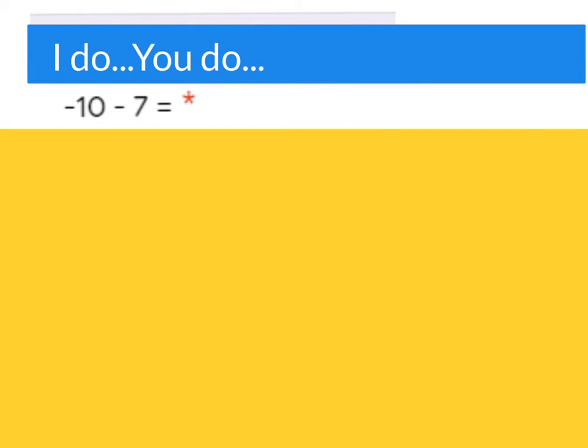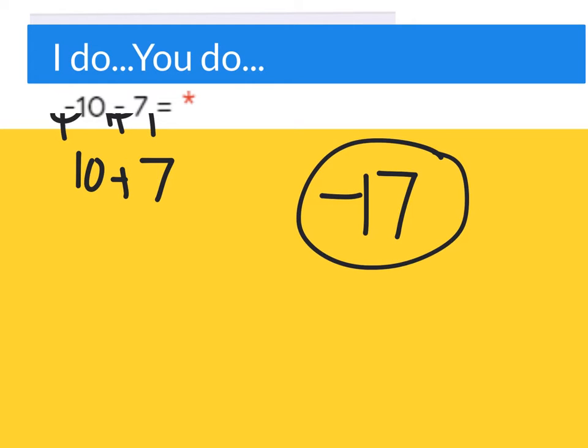Next problem, negative 10 minus 7. Well, leave, change, opposite gets me negative 10 plus negative 7. Now I'm looking to see if they match or not as far as their sides. They're on the same team. They're all on team negative, so I add their absolute value. The absolute value of negative 10 is 10. The absolute value of negative 7 is 7. We add them together and get 17. Then we look back and say, what team were they on? Well, they were all on team negative, so my answer is negative 17.